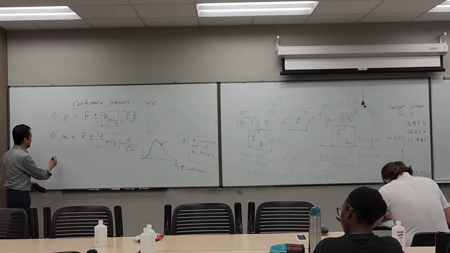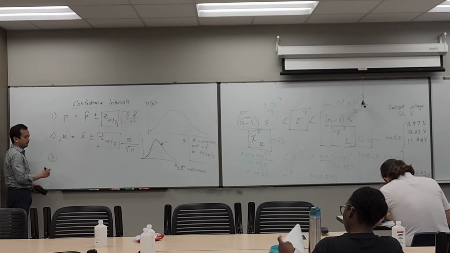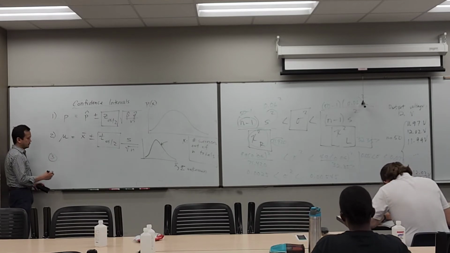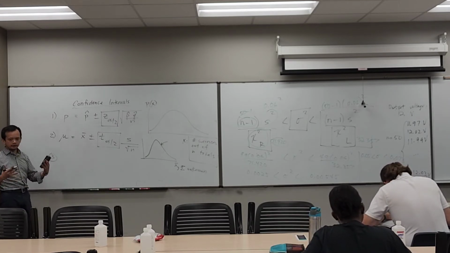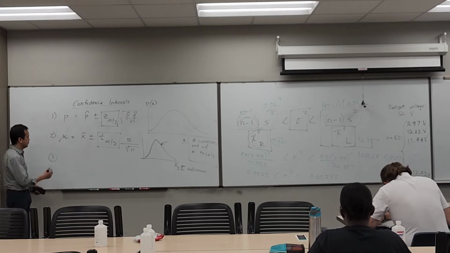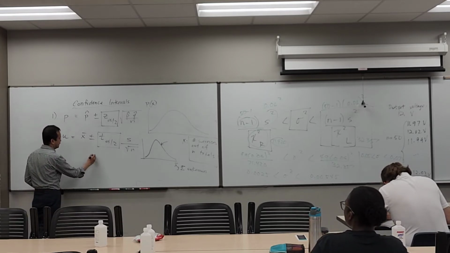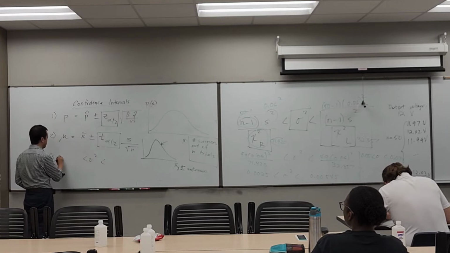So the last case we talked about today was if the number you're trying to estimate represents a measure of variation, like a standard deviation or variance for the population, then that has this relationship.